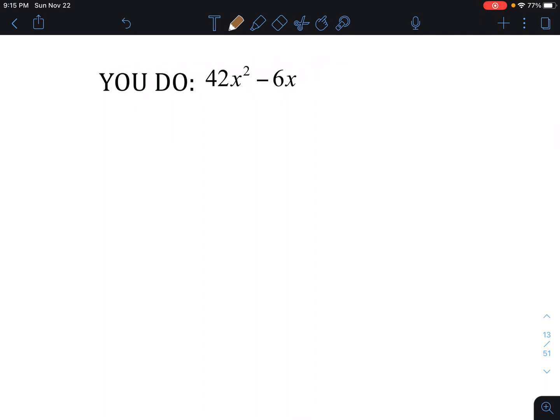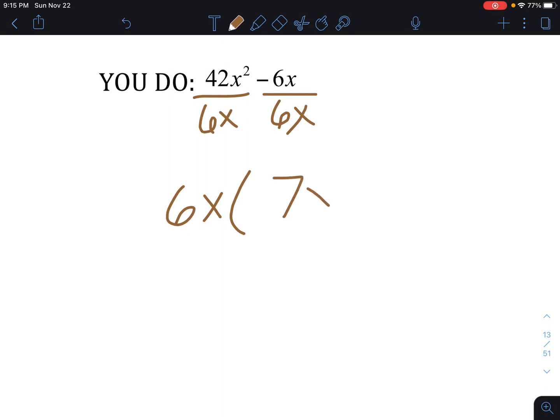The GCF of 42 and 6 would be 6. 6 does go into 42 7 times. And does it have an x? Yep, both of them have an x. You choose the smallest, which would be x, smallest exponent. Divide by your GCF. The first term divides to have 7x. And then the second one is the exact same thing. Anything divided by itself is 1.